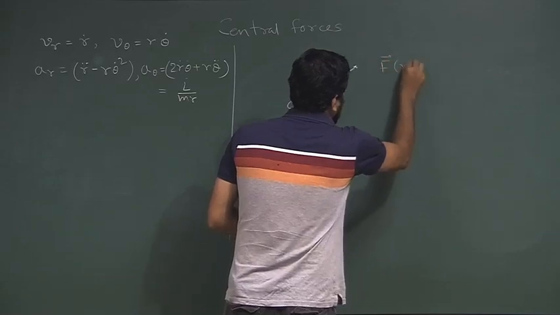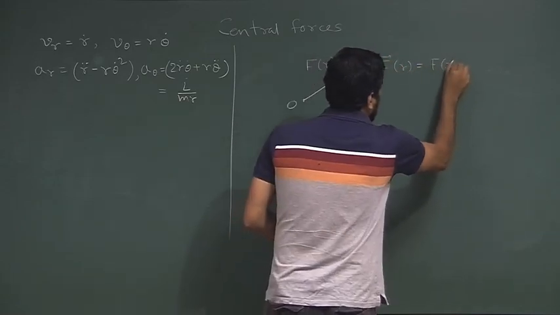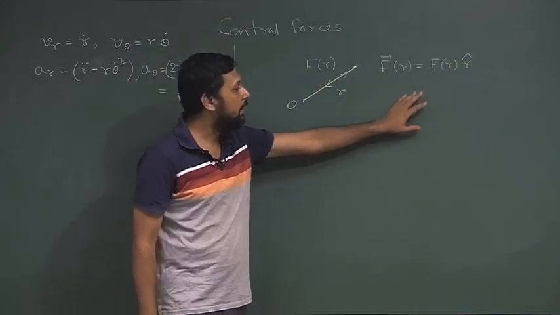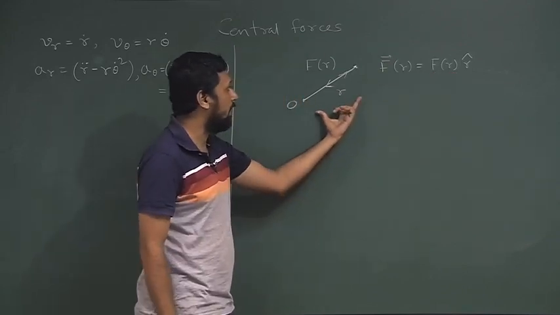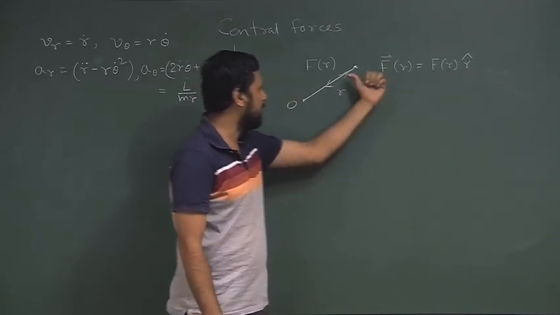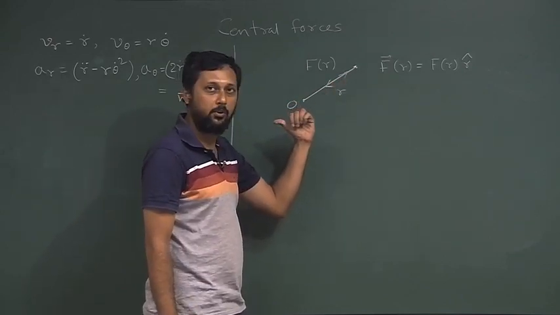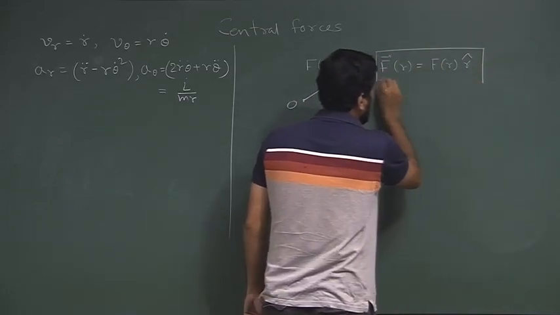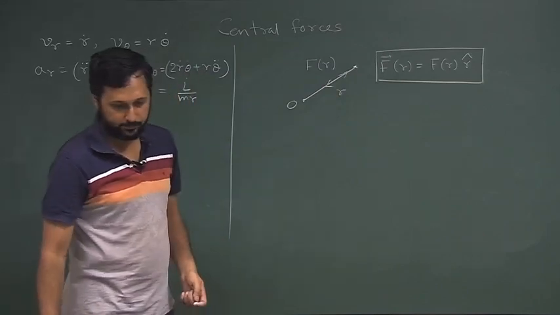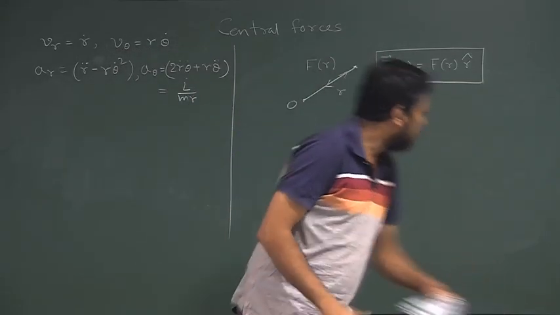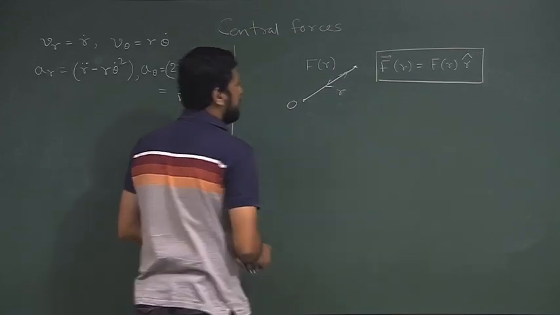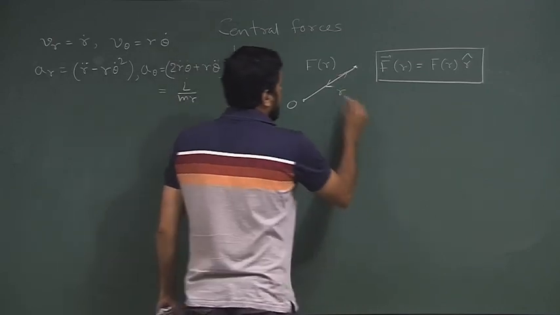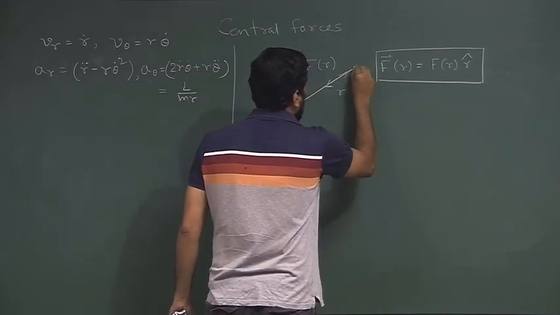So, F r can be written as F(r) r cap. Does not matter whether it is an attractive force or a repulsive force, it has a magnitude which depends on this distance r only, and it has a direction which is either pointing towards the fixed point O or moving away from the fixed point O. Irrespective, this is the standard notation we use for central forces. Now, if this is the nature of the force, then once again we try to write the torque.